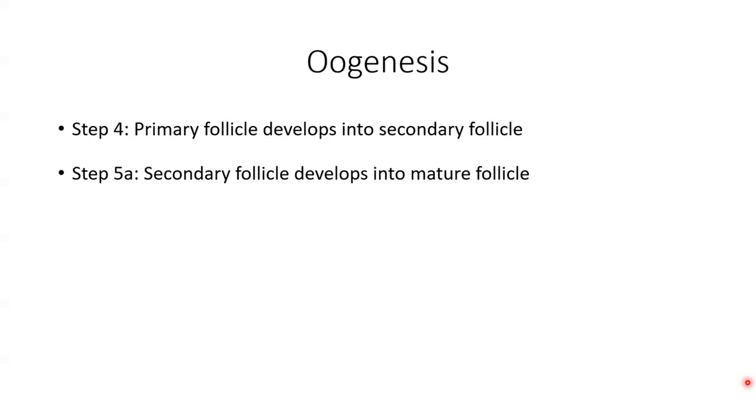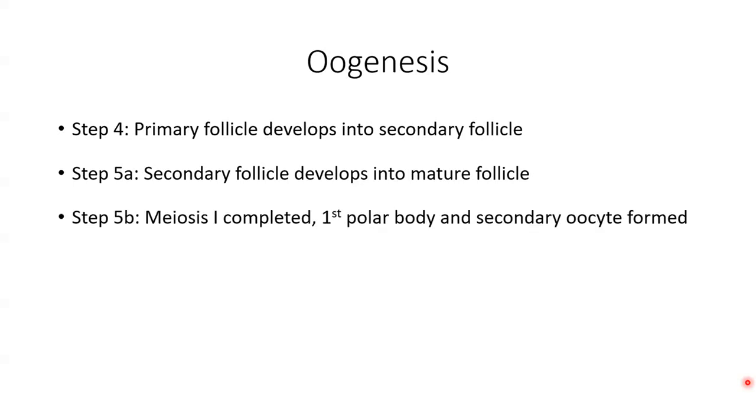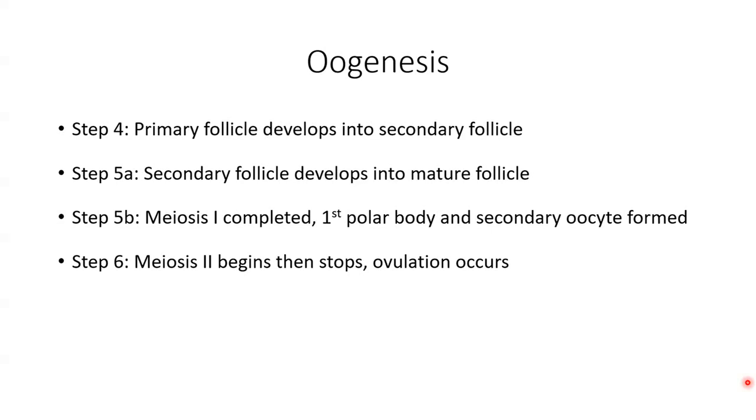Within the mature follicle, the first phase of meiosis is completed, and 2 cells of unequal size are produced. The smaller cell is called the first polar body. The larger cell is called the secondary oocyte. Once the secondary oocyte is formed, it begins meiosis 2, or that second phase of meiosis, but then again stops. The mature follicle then ruptures and it releases the secondary oocyte in the process called ovulation.